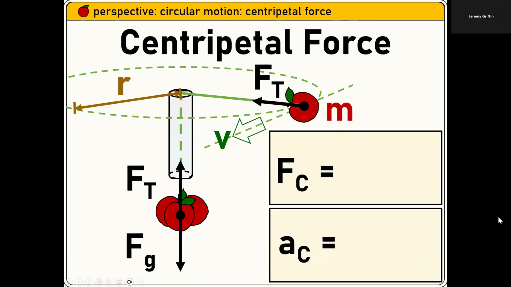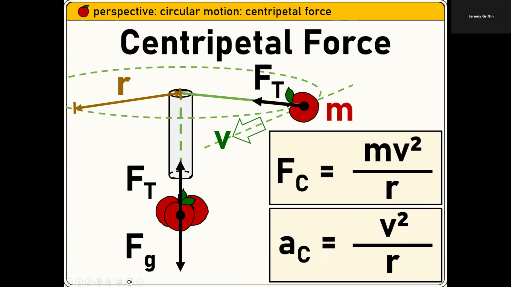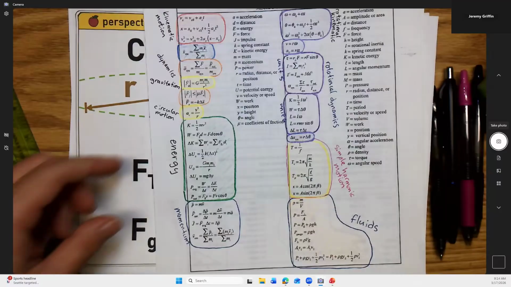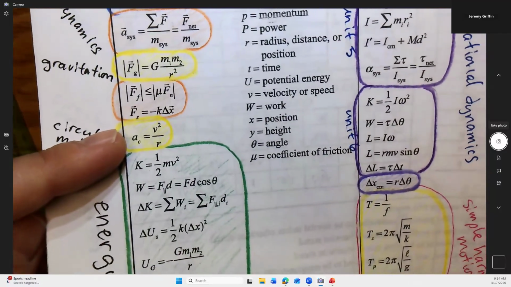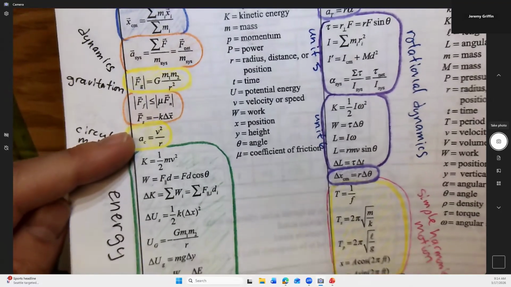So that all led to, what's that formula right there? mv squared over r. And what if you're just looking at the centripetal acceleration? What would that be? v squared over r. Now that one is the only one that's on the equation sheet here. Let me put up the screen and point this out. It's right here. You see centripetal acceleration is v squared over r. So that's the only one.